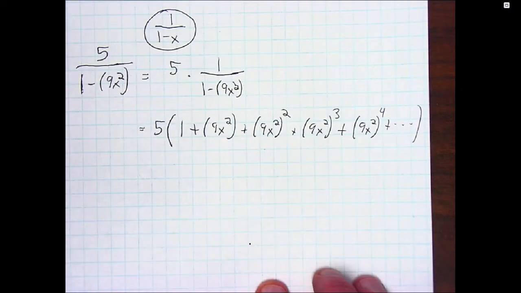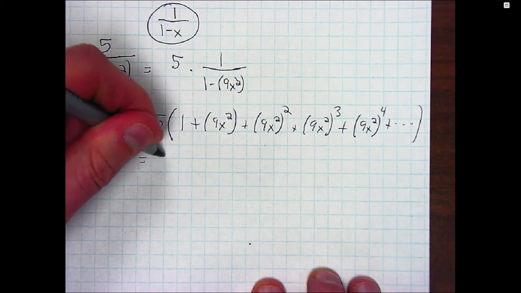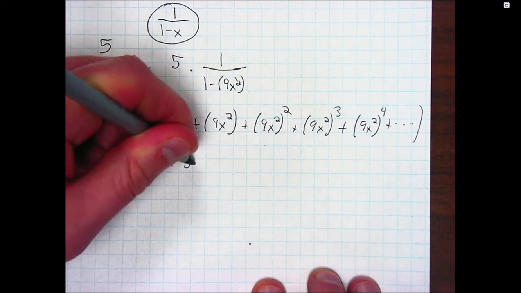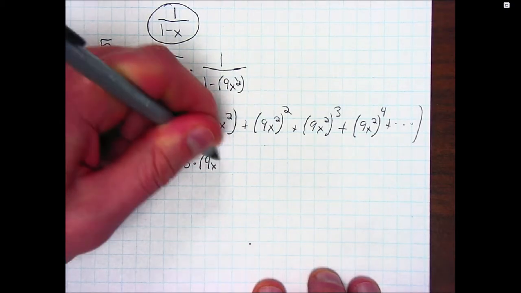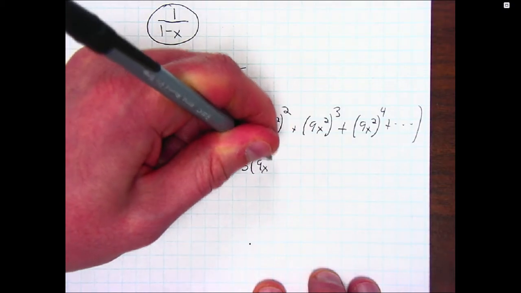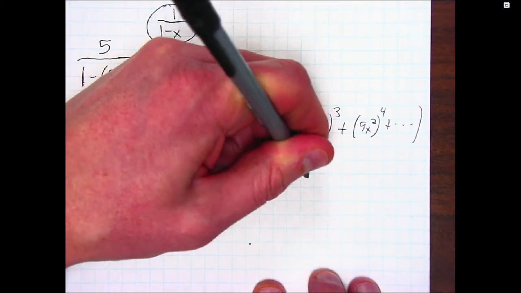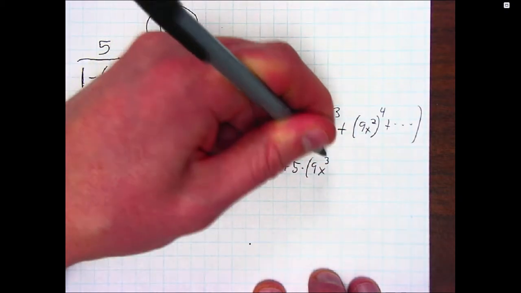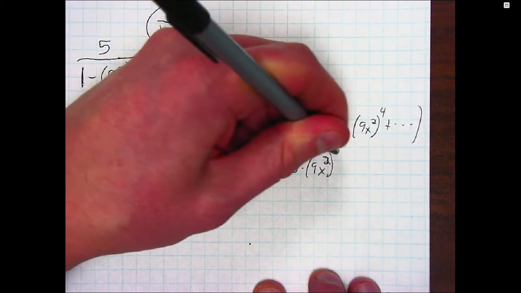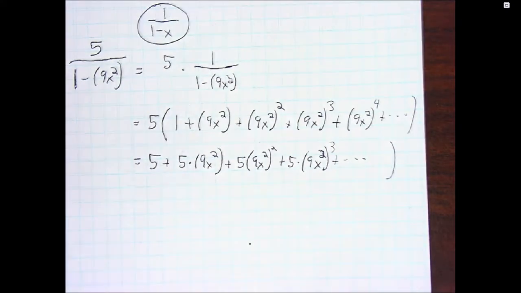And then from there, I could sort of clean it up. I could multiply the 5 in, right? So I'd have 5 times that, and then 5 times that squared, and so on. And depending on what you were doing with this, whoops, this is all 9x squared, you could sort of get rid of those inner parentheses and so on.